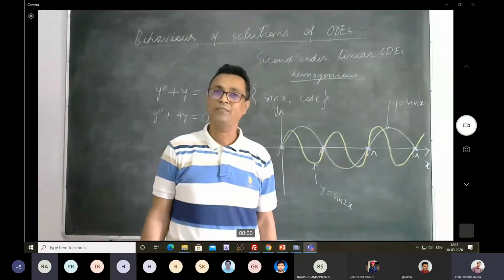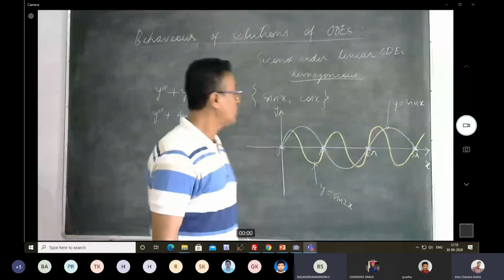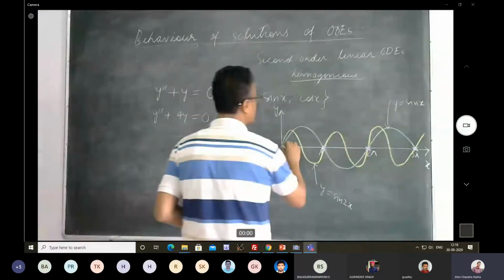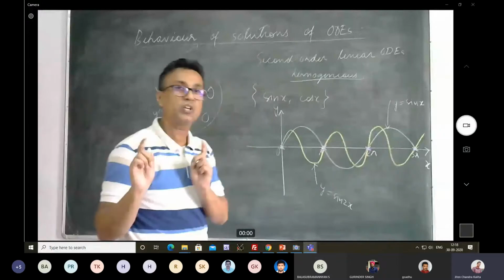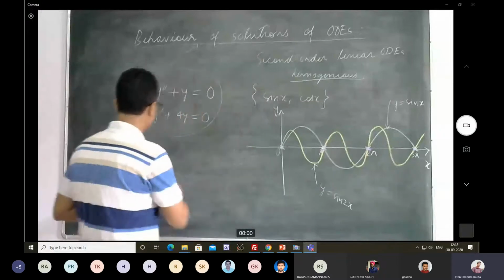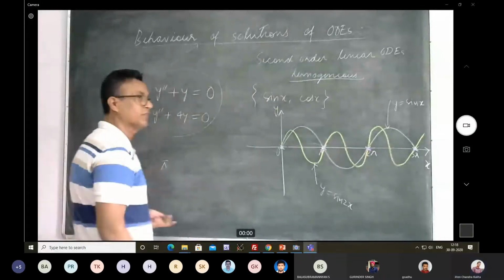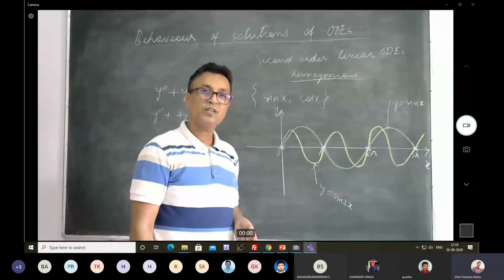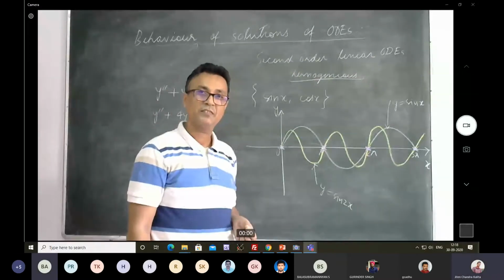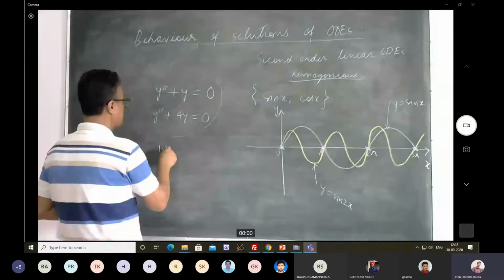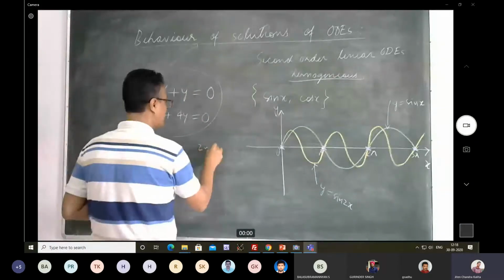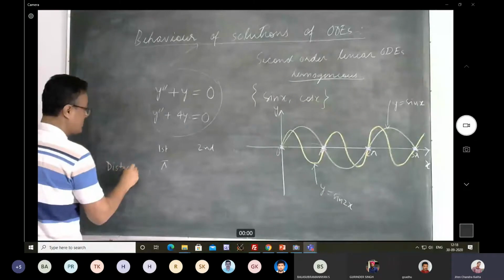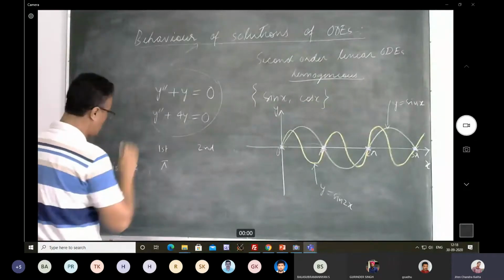Now, in the first case, you can see that the distance between two consecutive zeros is pi. Right? Is it okay? Fine. So this is the first case. This is the second case. So this is the distance between two consecutive zeros.